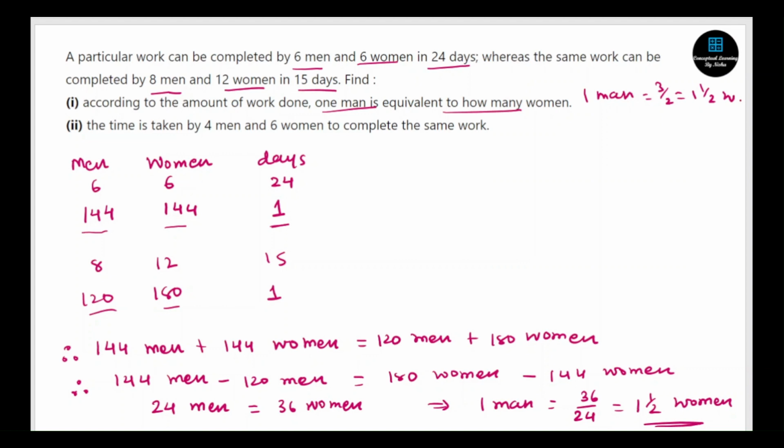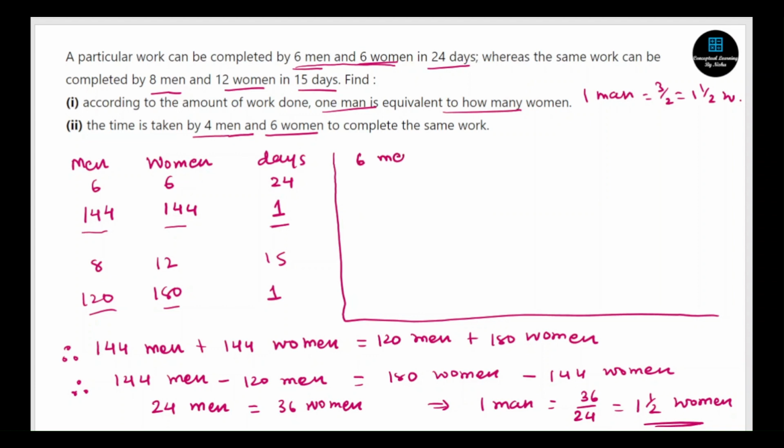Alright, now we have to find the time taken for 4 men and 6 women to complete the same work. So now from the given value, 6 men and 6 women. Now what I can say is 6 men equals how many women? So 6 times 3 upon 2. So I'll get this as 9 women, right?